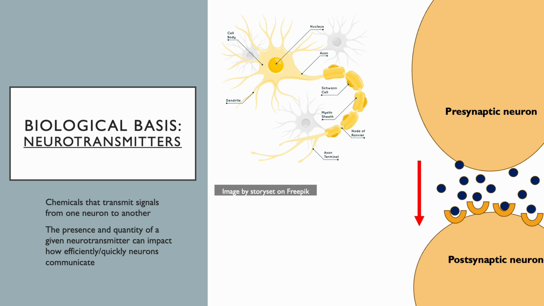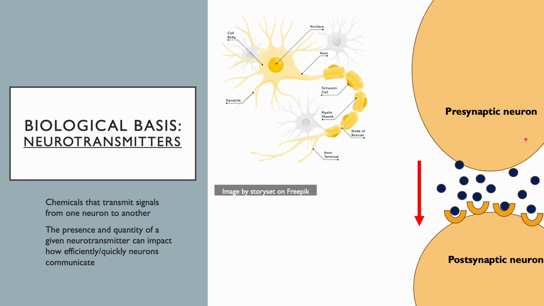Neurotransmitters are also an important component of processing speed. Neurotransmitters are chemicals that transmit signals from one neuron to another. The presence of these neurotransmitters and their quantity can impact how efficiently neurons communicate. You can see this minimalist image here to the right.